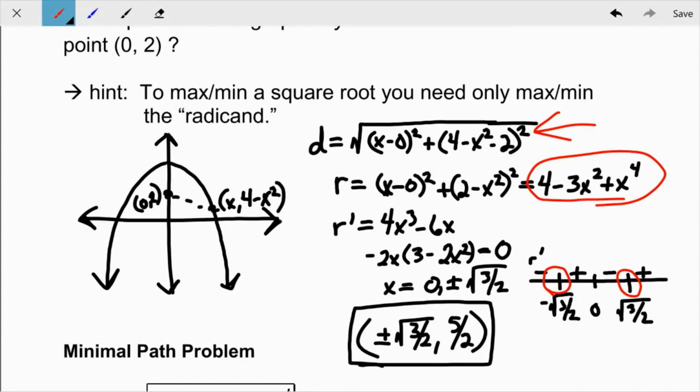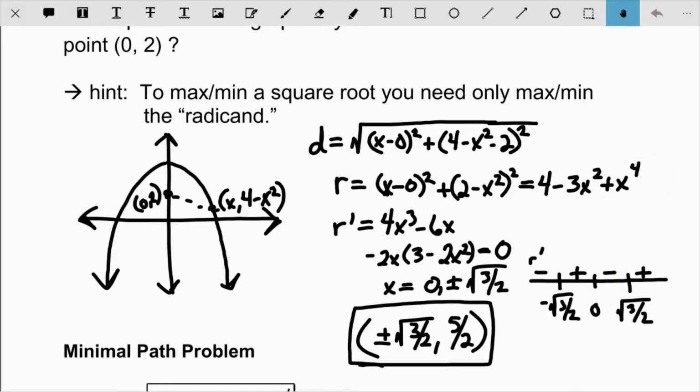And again, since I have a graph, it's easy to check to see, does this look like it makes sense? Does that seem reasonable based on the shape of that graph? And I would say, yes, it seems reasonable. So make sure you always check that at the end. Make sure your answer seems like it makes sense.